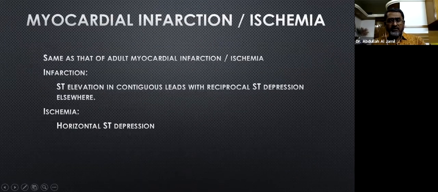Myocardial infarction or ischemia shows the same changes as adult myocardial infarction or ischemia. In infarction, there is ST elevation in contiguous leads and reciprocal ST depression elsewhere. And in ischemia, there is horizontal ST depression.